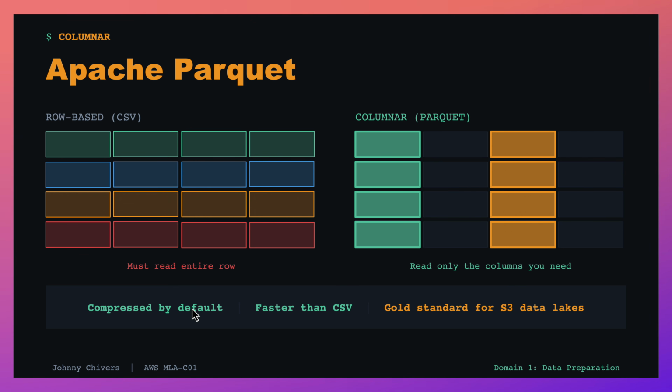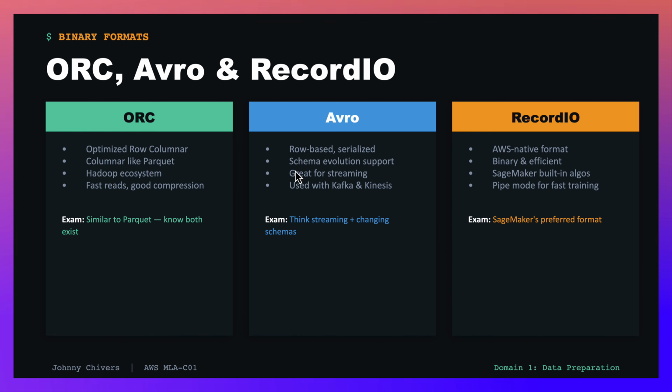As you can see, it's compressed by default. It's faster than CSV when it comes to those columnar analytics, so sums, averages, ranges, and it's the gold standard for S3 data lakes. So it's important to know that when you're building a data lake for the exam, or you want to ingest large analytical data for the exam, you should think Parquet.